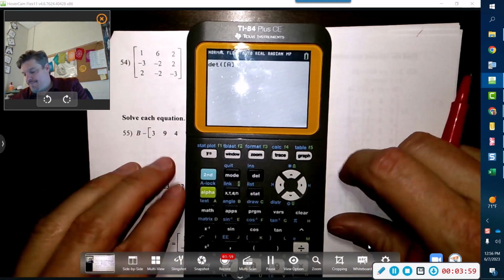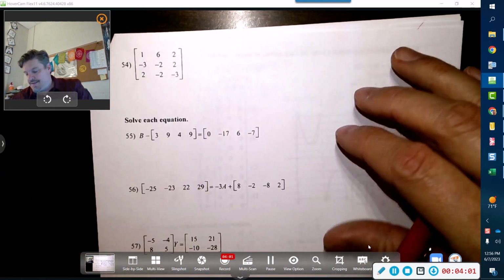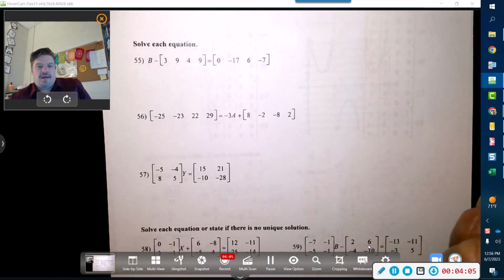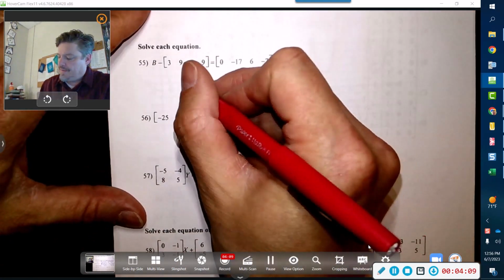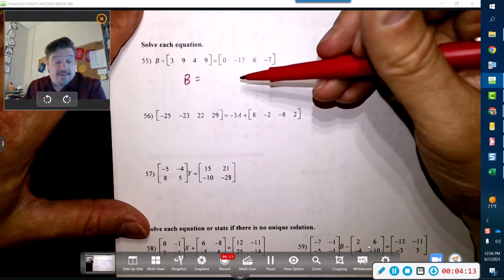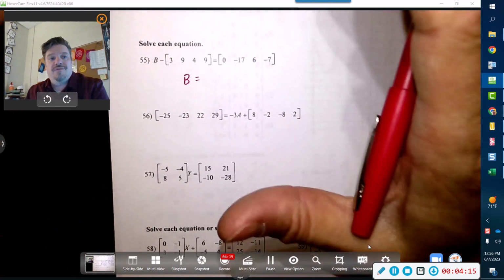Next, solve each equation here. Let's see. What I'm going to do is, well, this one, I'm going to get away with not having to use the calculator here because what I'm doing now is just moving a collection.